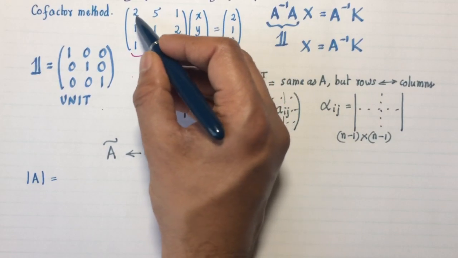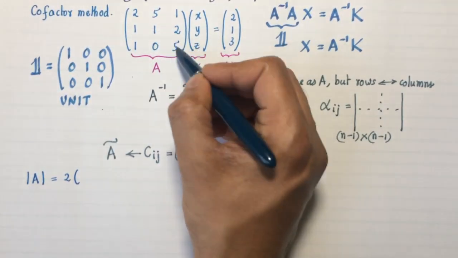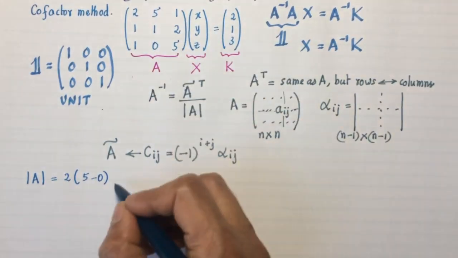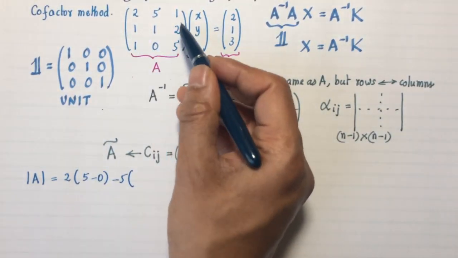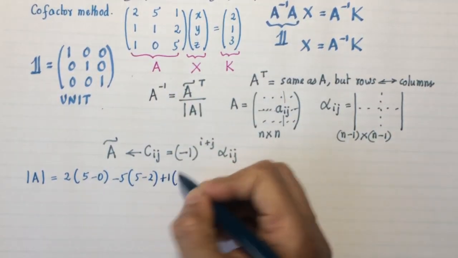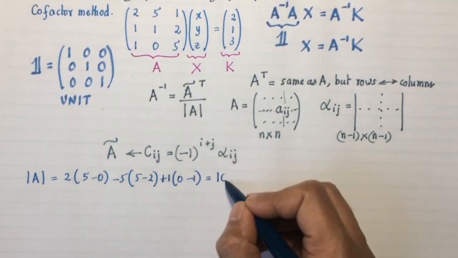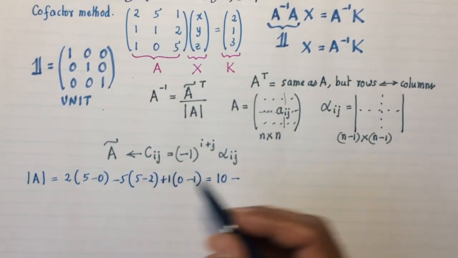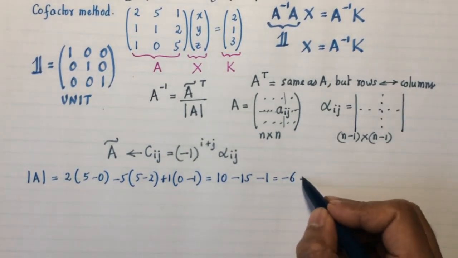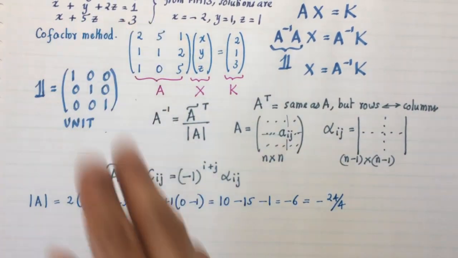Now once you've done this many times, you don't really need to write anything down. It's 2 times plus 2 times 5 minus 0, minus 5 times 5 minus 2, plus 1 times 0 minus 1. So that's 10 minus 15 minus 1, which is minus 6. And that makes sense because that's minus 24 divided by 4, since the final equation has been divided by 4.